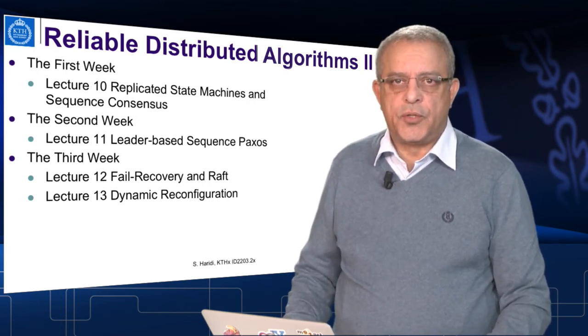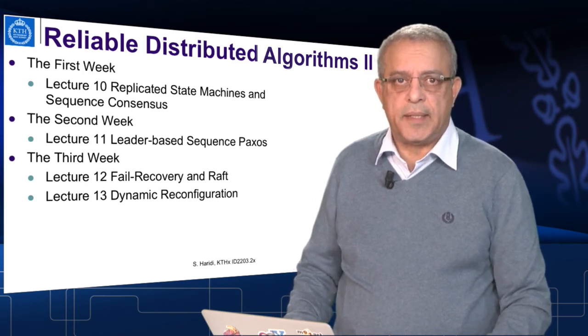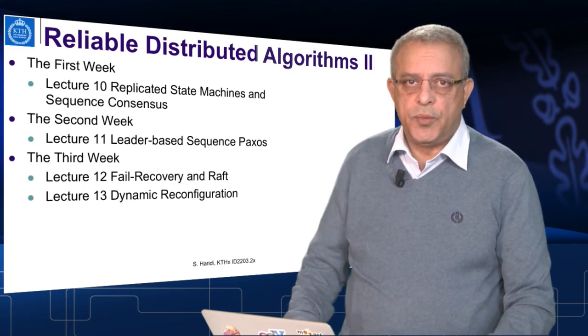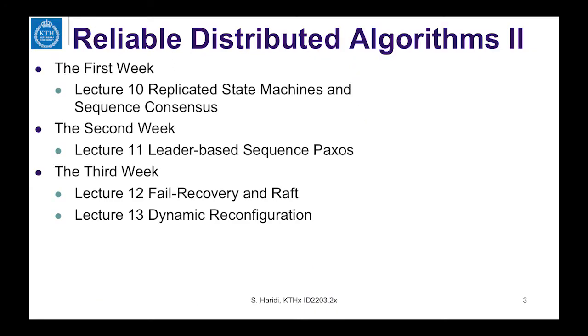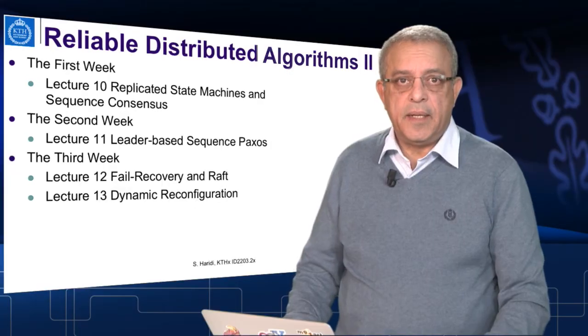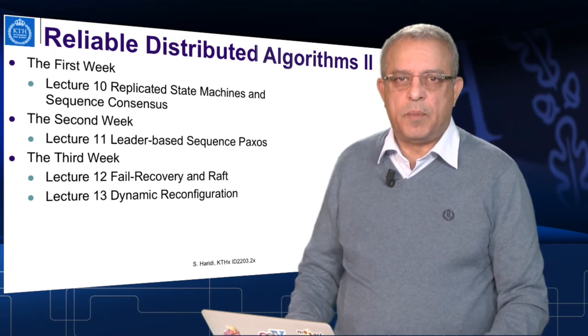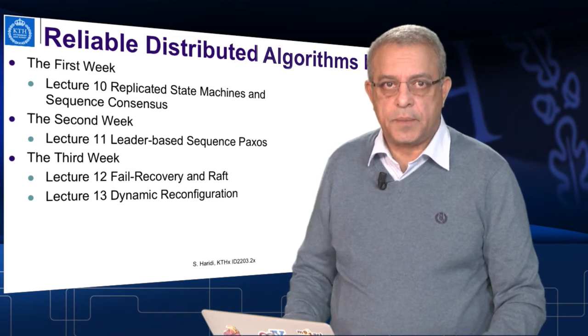The intention of Part 2 is to introduce you to more advanced and practical material that is commonly used when building today's reliable distributed systems. We have numbered the lectures as a continuation of the first course, which ended in Lecture 9. Lecture 10 is on replicated state machines and the problem of agreeing on a log or a sequence of commands.